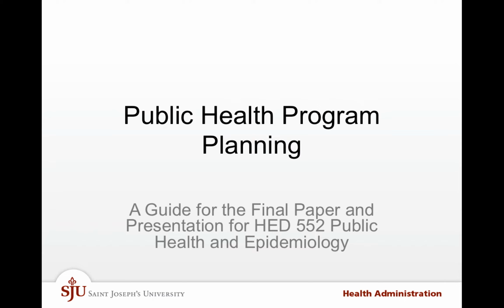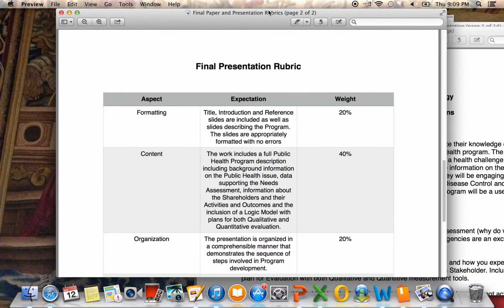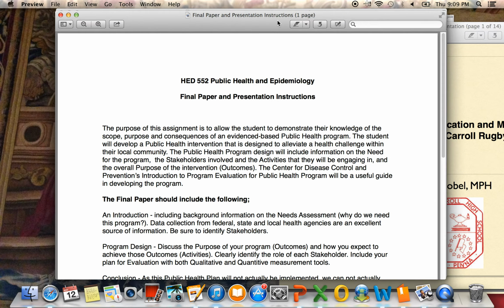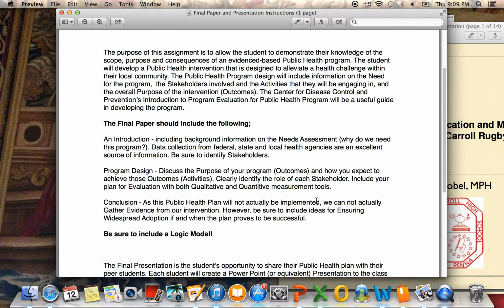Public health program planning. So we're going to do a quick review for the final paper and final presentation. So actually, let me look at the rubric real quick. Sorry, let's start with the instructions. Again, I'm not going to read through all this, but essentially your final paper should have an introduction, and you do a needs assessment. Why is there a need for this particular program?